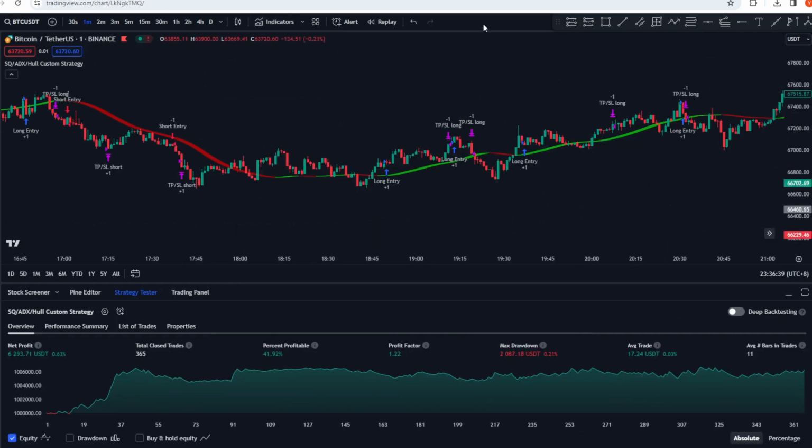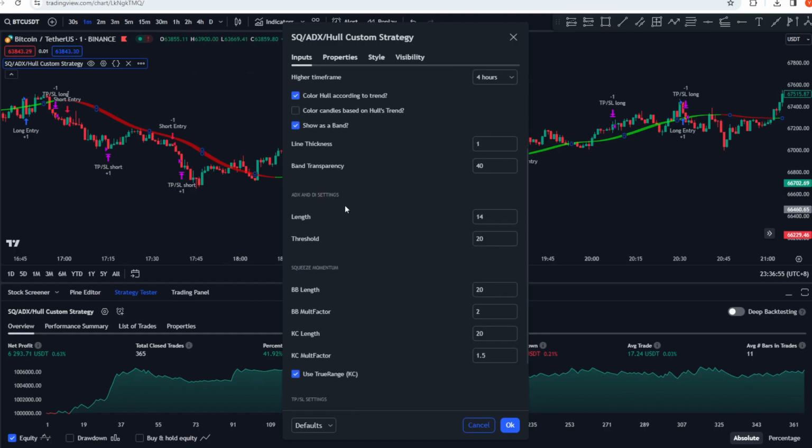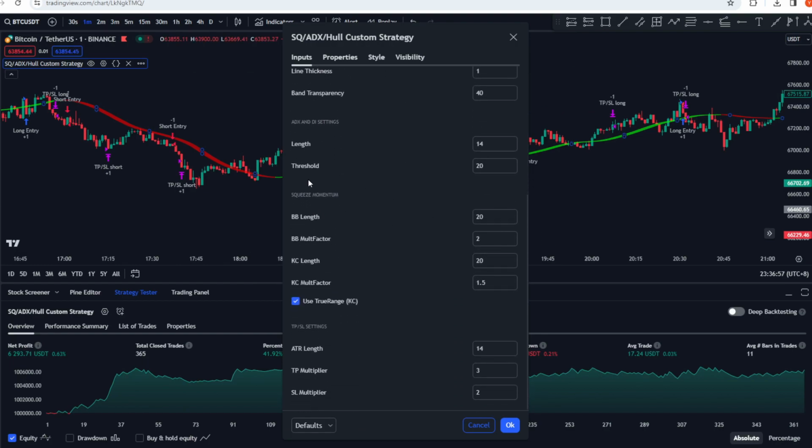So I'm going to explain to you guys how this strategy works. Basically the custom indicator itself is comprised of three main indicators, which are your HOW sweep as well as your squeeze momentum and ADX. From the settings, there's the ADX over here and the squeeze momentum over here. There are also the take profit and stop loss settings that make use of the ATR, which I will dive into later on.